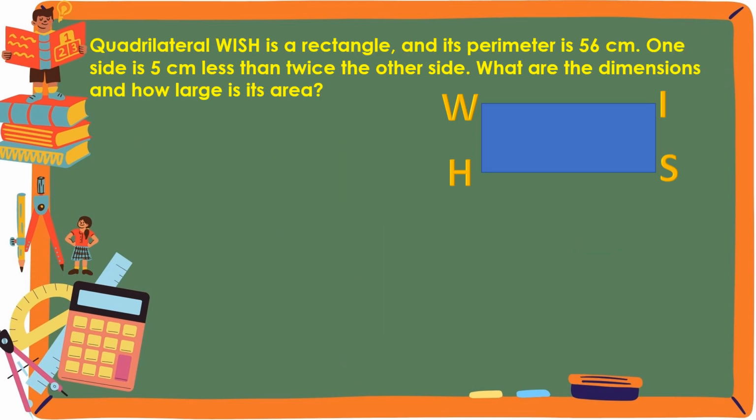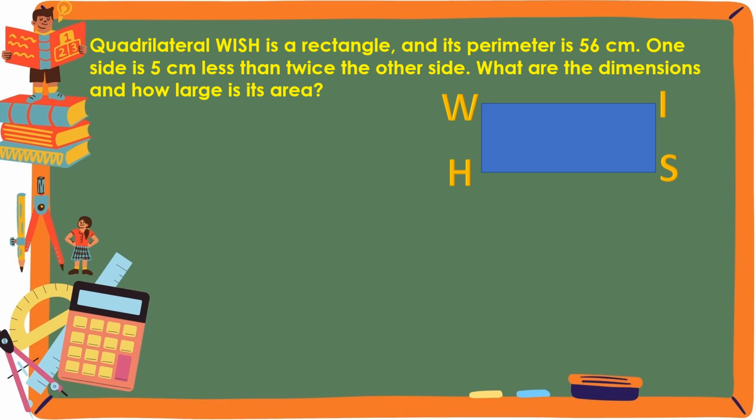So, a quadrilateral which is a rectangle now. And its perimeter is 56 centimeters. One side is 5 centimeters less than twice the other. What are the dimensions and how large is its area? So, ang daming tanong. So, simulan muna natin sa idea natin ng perimeter.